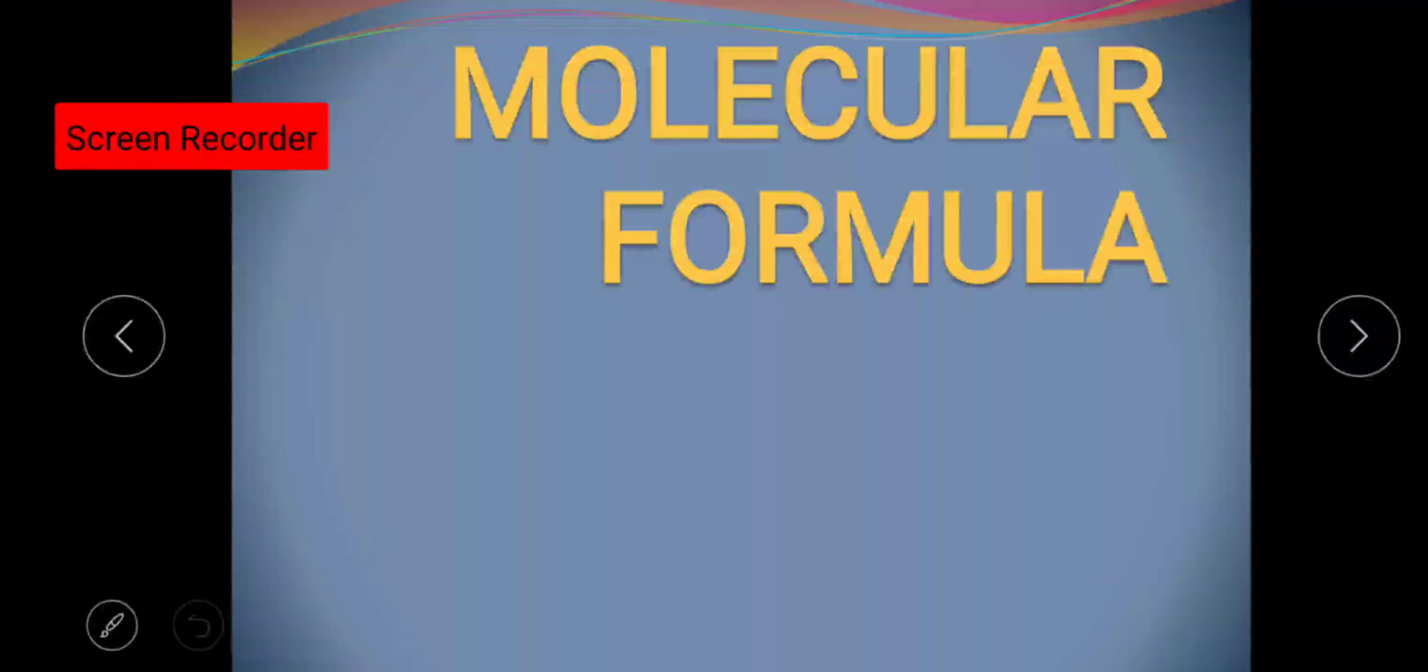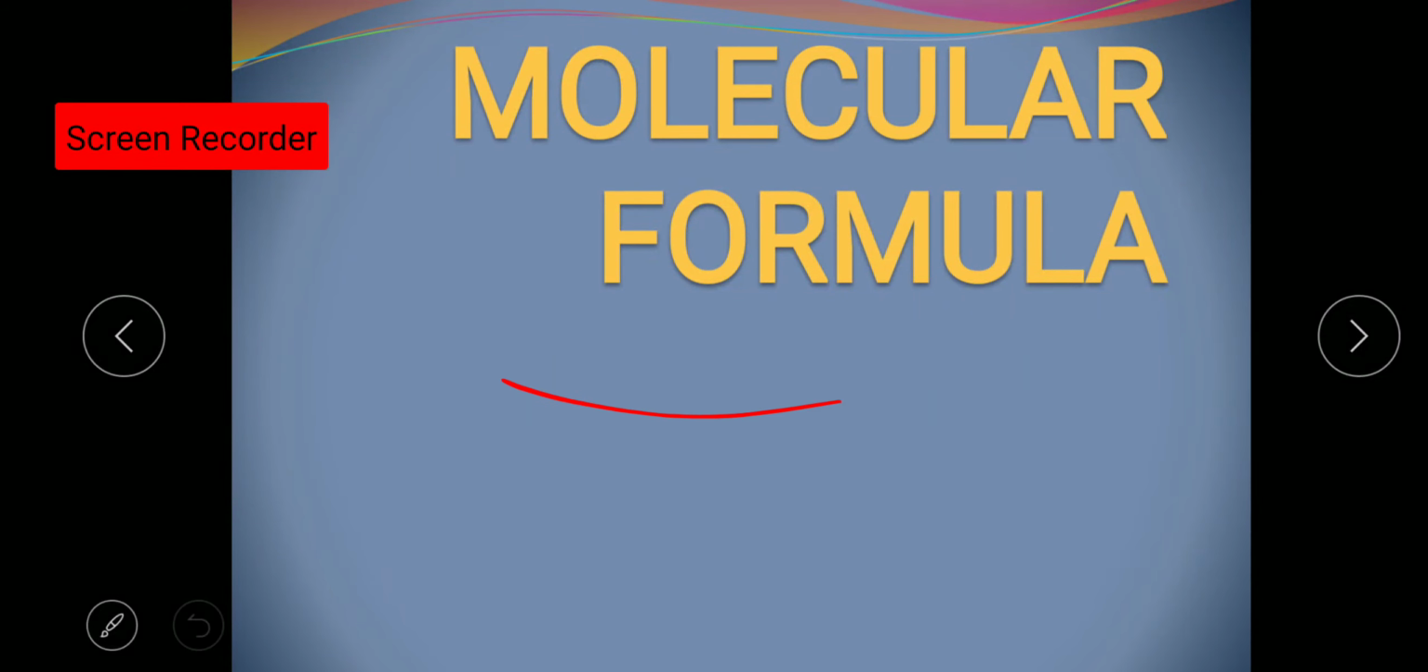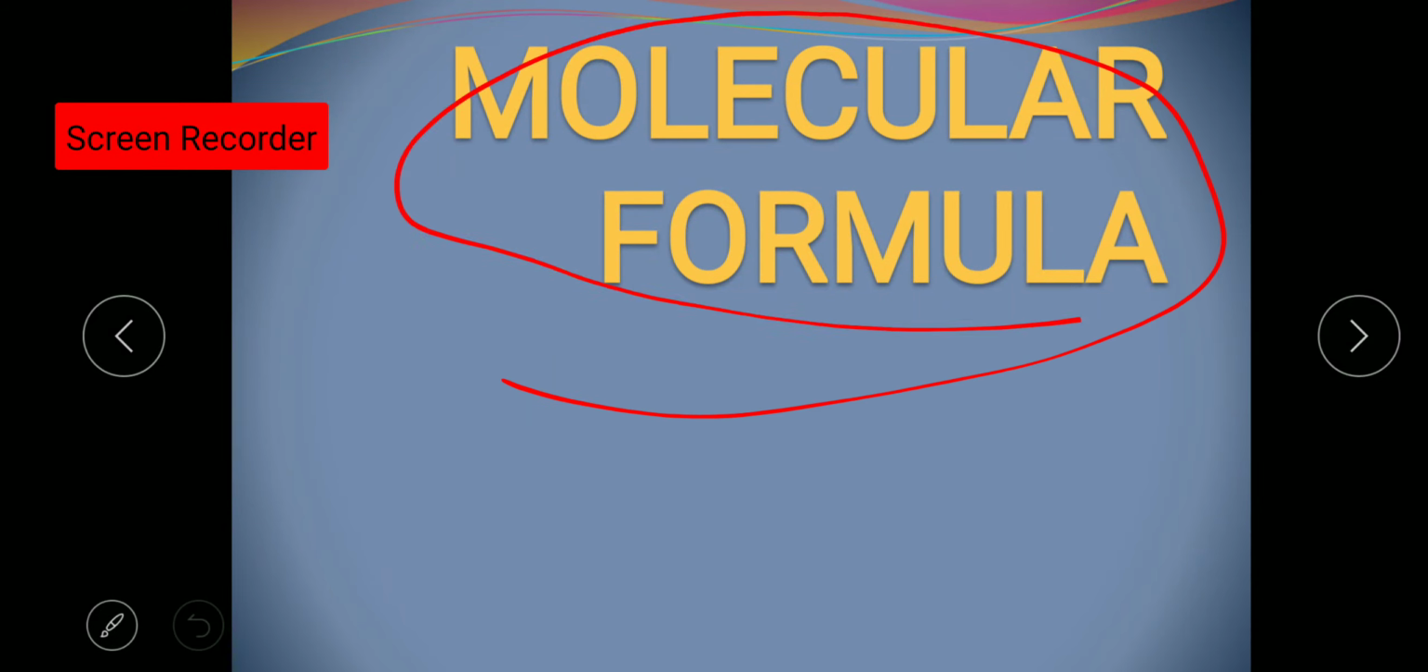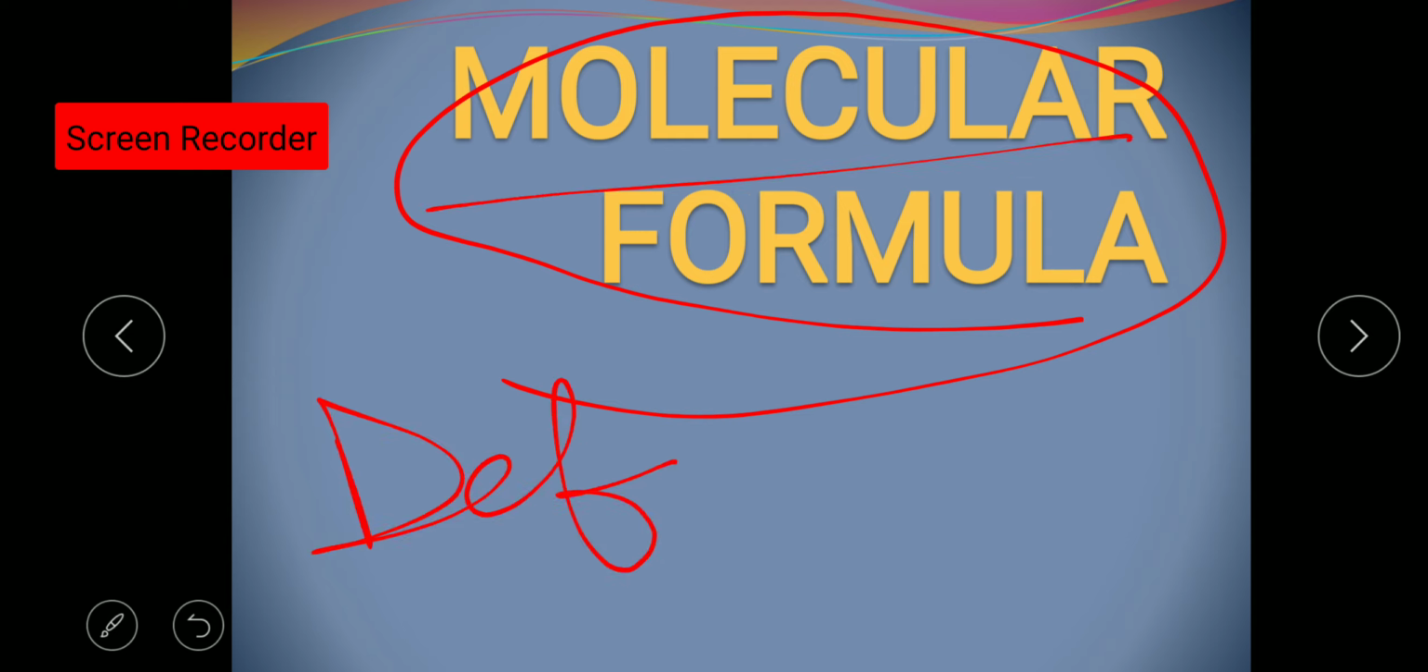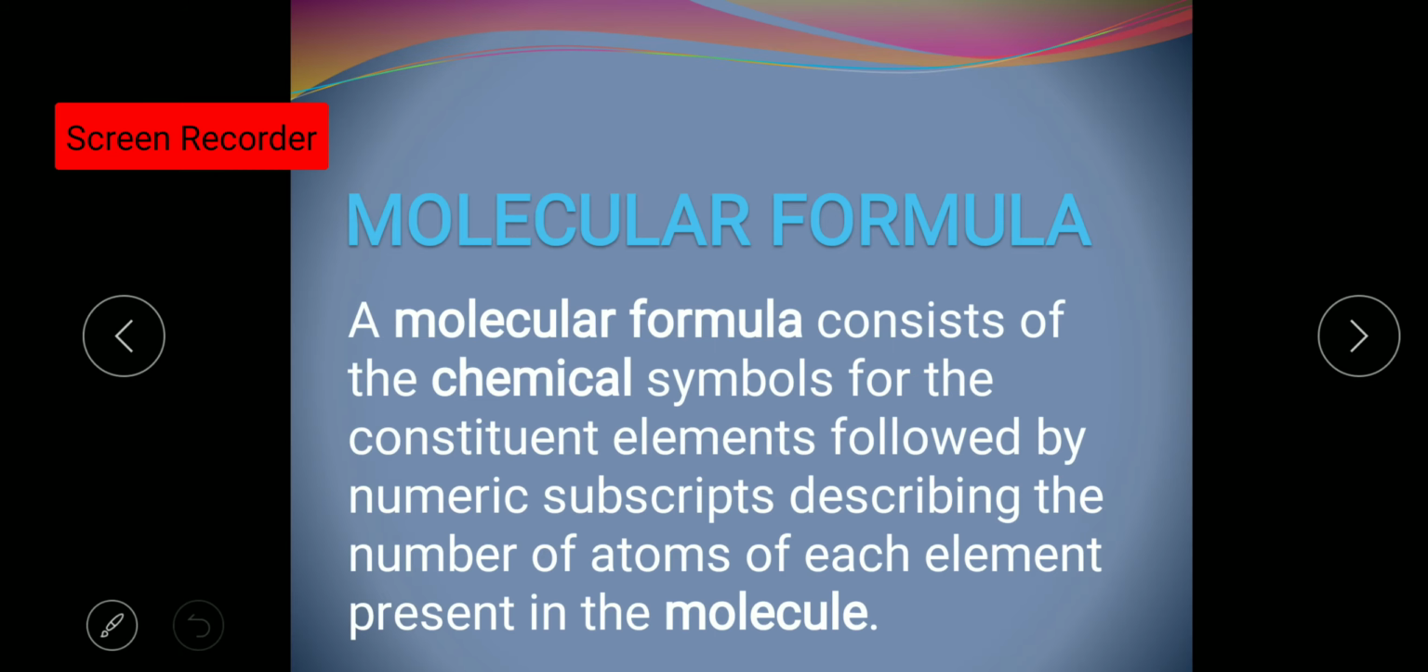Morning students. So today we have to start with molecular formula. First we will discuss the definition of the molecular formula, and then we will practice how to write the molecular formula of a given compound. We will discuss certain examples to write down the molecular formula for given compounds in today's class. So what is molecular formula?